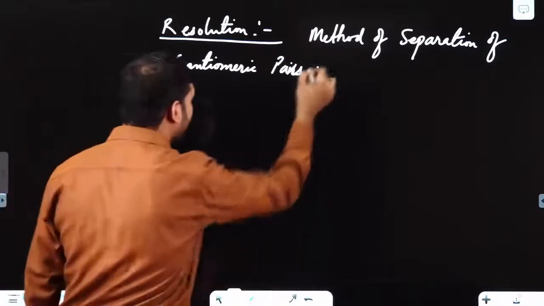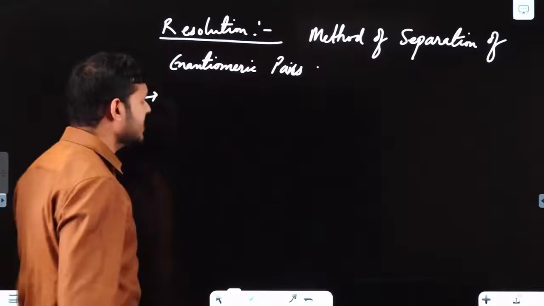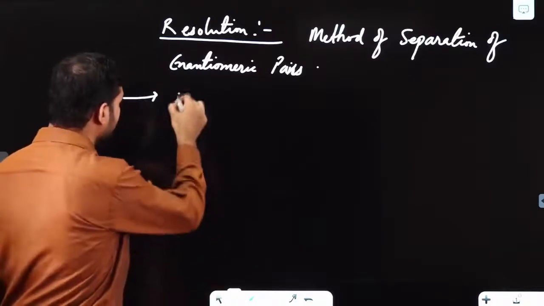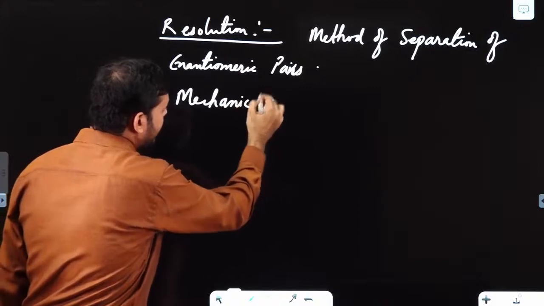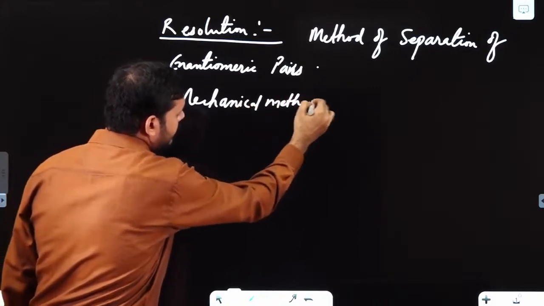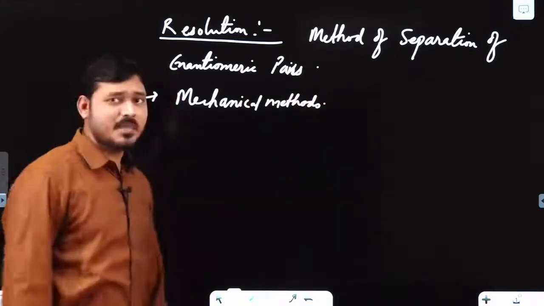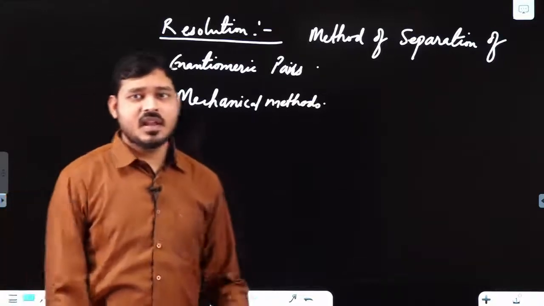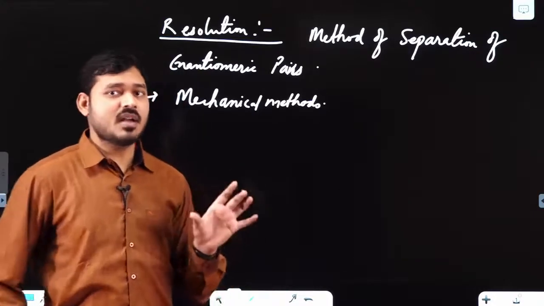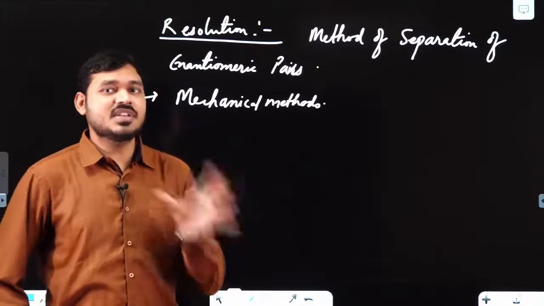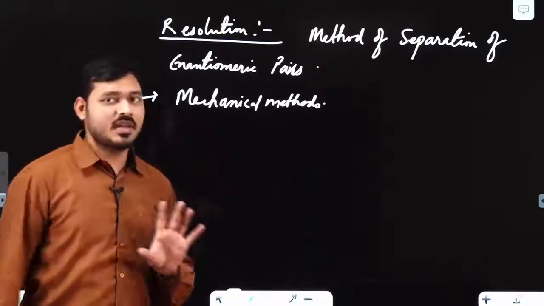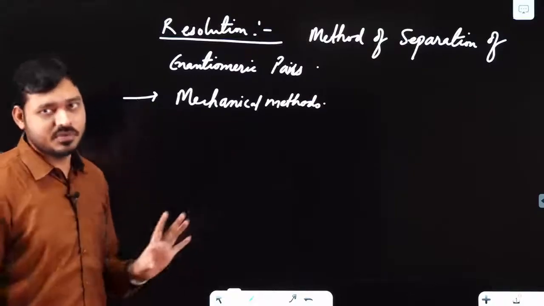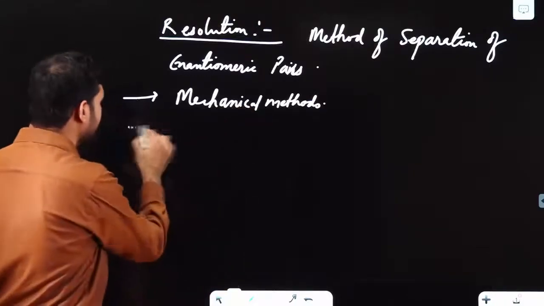Clear? Now how to do this? Various methods are there. Mechanical methods. Mechanical methods means simply if the given compounds are in crystalline form such that they can be mechanically separated, then only this method can be used. Otherwise it won't be used. Okay, so it is not used generally.